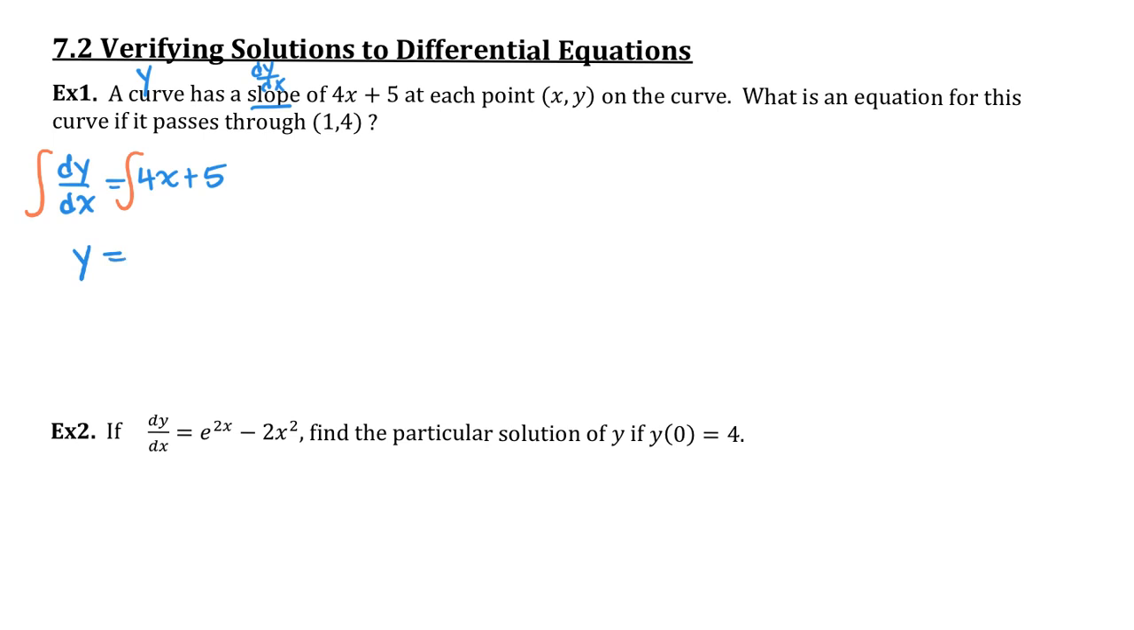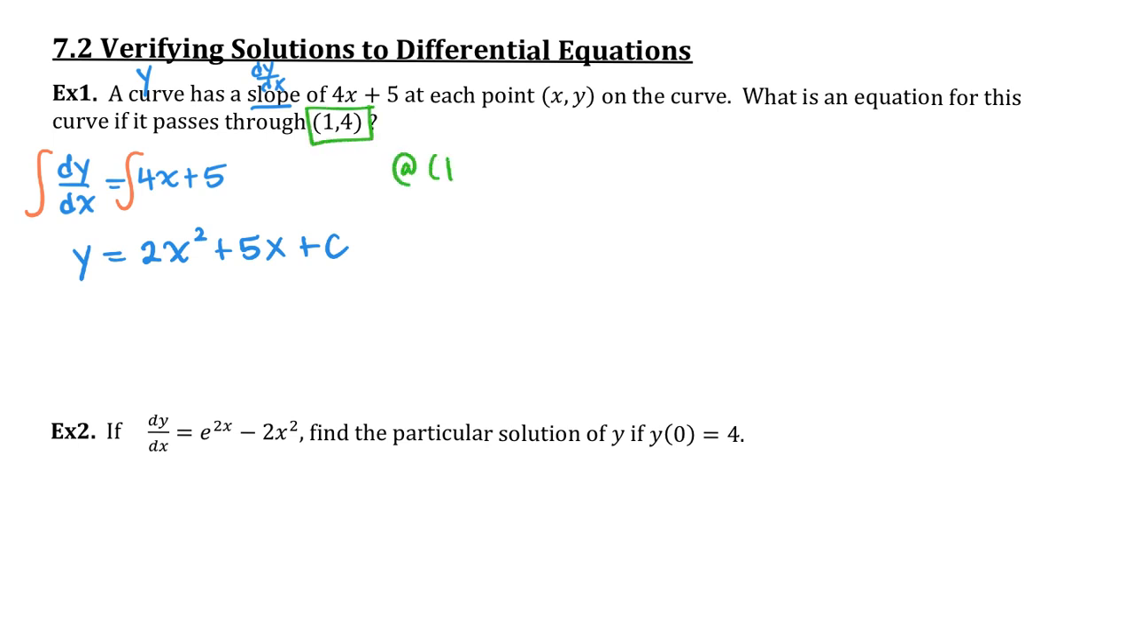The integral of 4x: I'm going to raise it a degree, so it's 4x to the second, and I'm going to divide it by 2. So 4x squared divided by 2 is 2x squared. For 5, let's raise it a degree, so now it's 5x. And then I'm going to put plus c, which is pretty good, except that they want the actual curve if it passes through (1, 4).